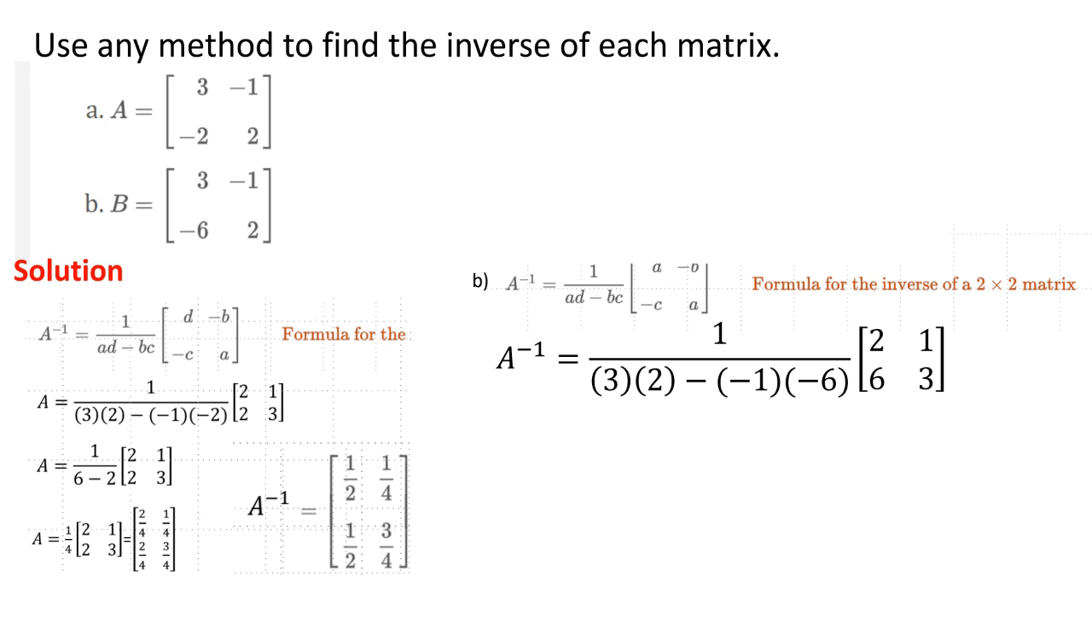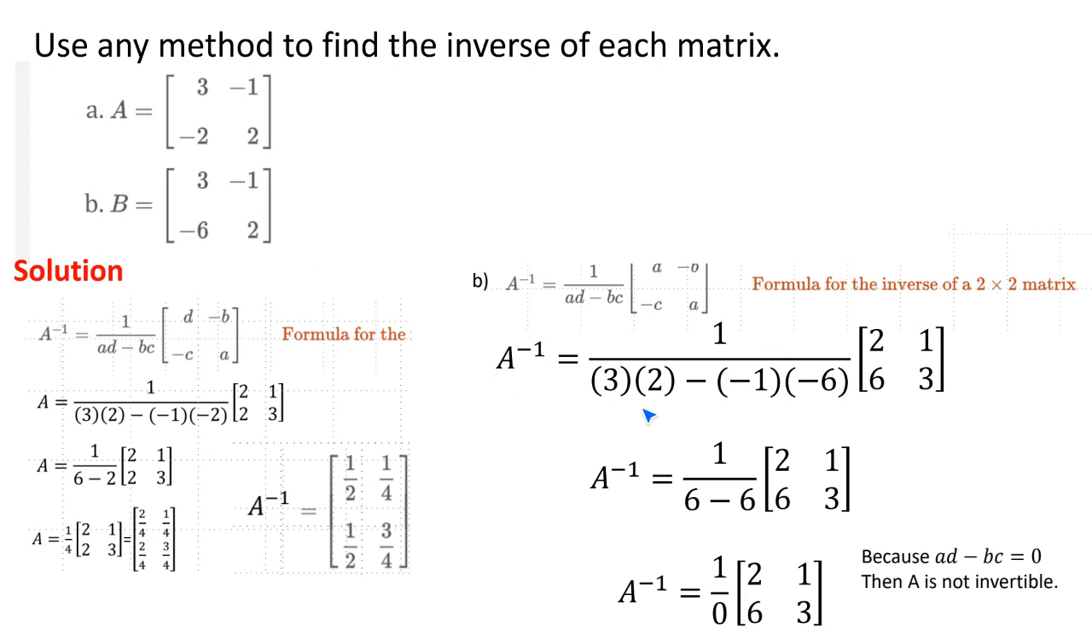Okay, so let's look at the next one. If we substitute in the values, A is 3, D is 2, B is -1, and C is -6. So if we simplify, we have 3 times 2 is 6, -1 times -6 is +6, and 6 minus 6 is 0, but we cannot divide by 0, so we say that A is not invertible. So A does not have an inverse. Okay. Any questions on those two?